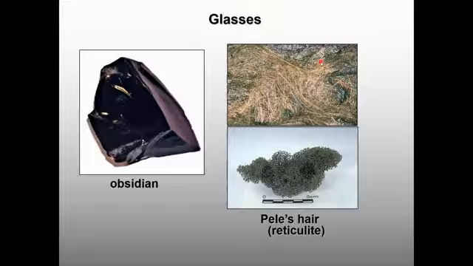On the mafic end, the iron and magnesium-rich end, we have things like you see here with Pele's hair, and this sort of spongy stuff called reticulite. These are the volcanic glasses that you would find in Hawaii, where the basaltic magma cooled so fast. It erupted out, was thrown up in the air, cooled super fast, and solidified to glass rather than forming minerals.